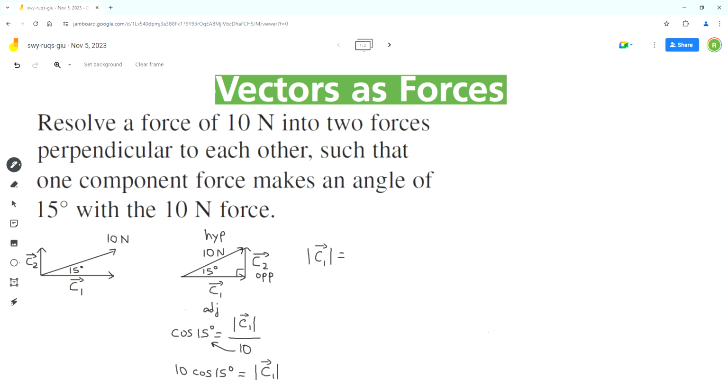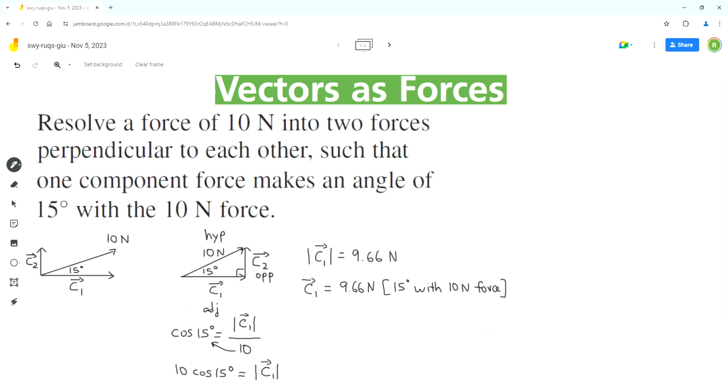Now we can evaluate 10 times cos 15 degrees. So I get 9.66, and the unit is Newton. So this is the magnitude of vector C1. So vector C1 is equal to 9.66 Newton. That's its magnitude, and the direction is 15 degrees with the 10 Newton force. So this is vector C1.